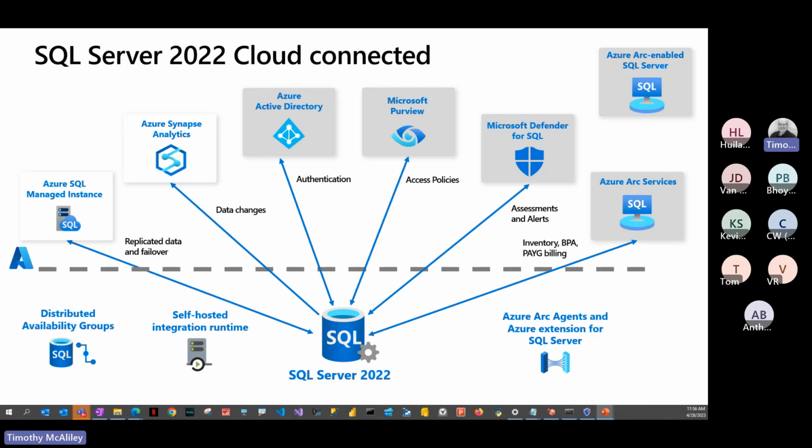And then using things like Microsoft Defender for SQL, you can take a look at vulnerability assessments and get real-time alerts. And then you can leverage Azure Arc services, which will also pull you into using Azure Active Directory authentication, but it also can do Azure-based inventory and best practices assessment and pay-as-you-go billing for SQL Server 2022 when you've got Azure Arc enabled services on top of that.